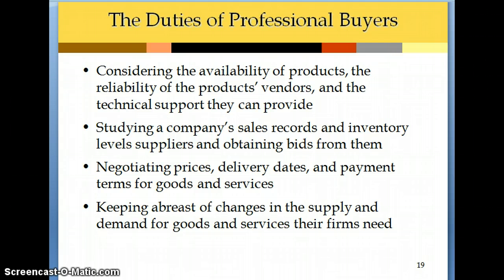Their duties include considering the availability of products, the reliability of the product vendors, and the technical support they can provide; studying a company's sales records and inventory levels; suppliers and obtaining bids from them; negotiating prices, delivery dates, and payment terms of goods and services; and keeping abreast of changes in the supply and demand for goods and services that firms need.